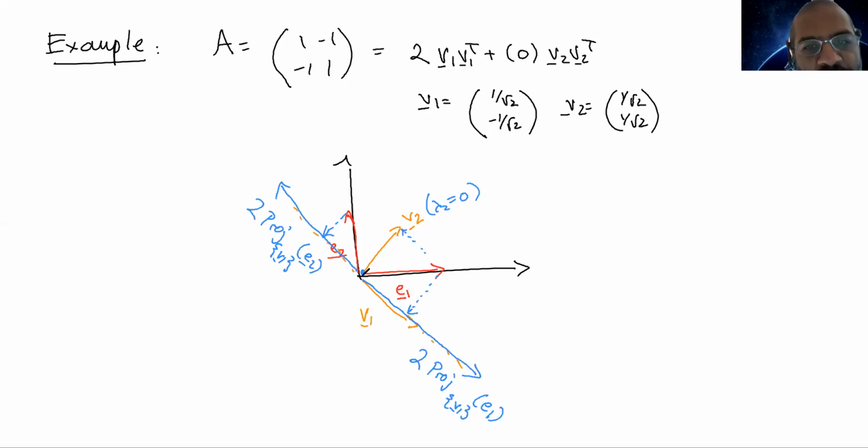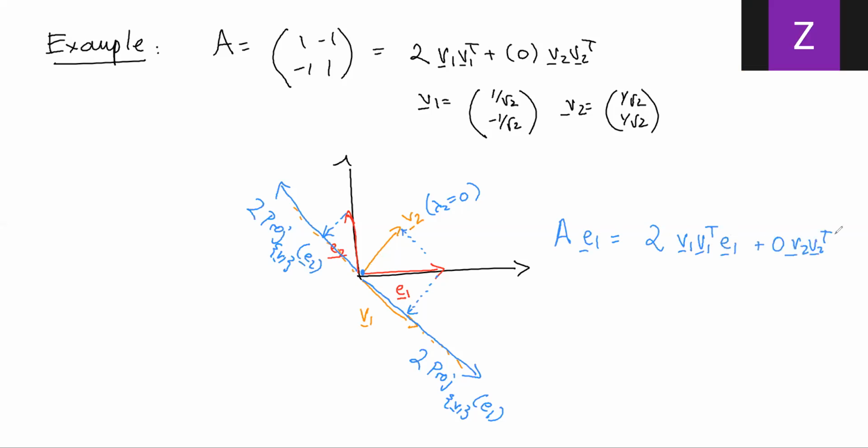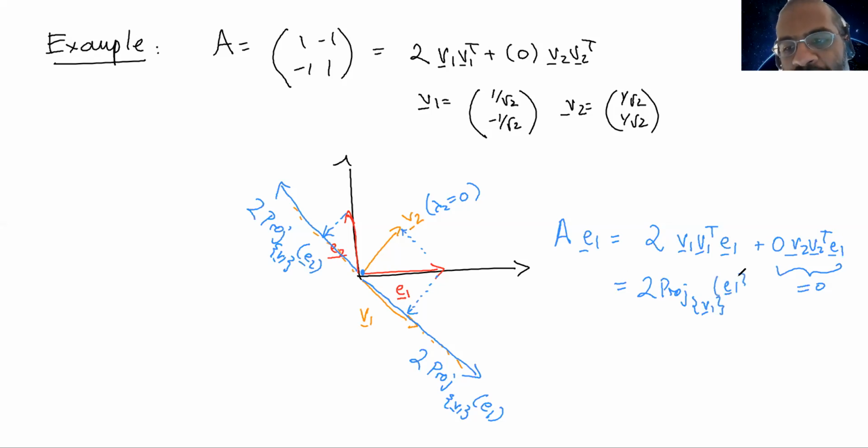So that means A E1 equals twice V1 transpose E1 plus 0 times V2 transpose E1. But now this term just goes away because there's a 0 in front of it. And so this is why you get twice the projection onto V1, and the other one goes away. If the eigenvalue was not 0, you would get something there. Does that answer your question? Yes. Okay, thank you.